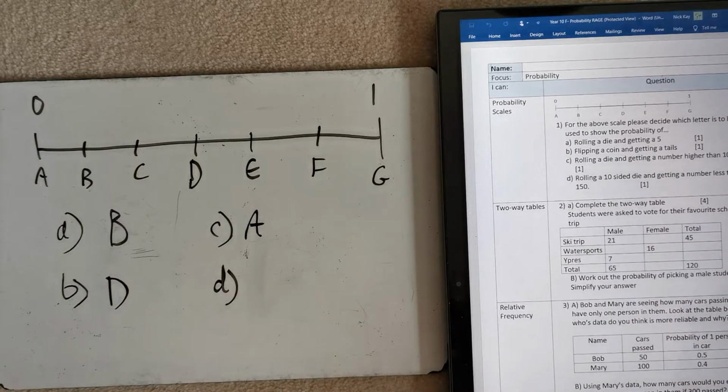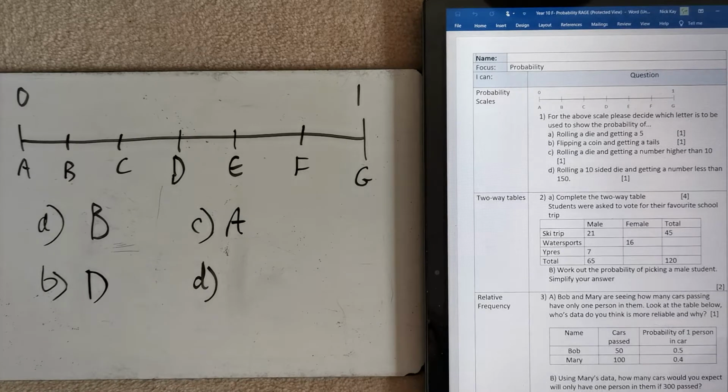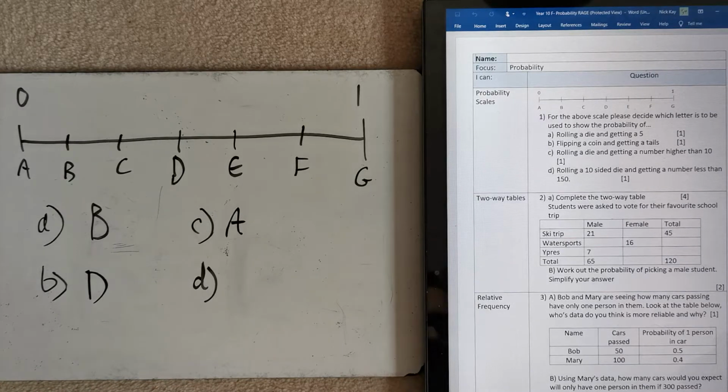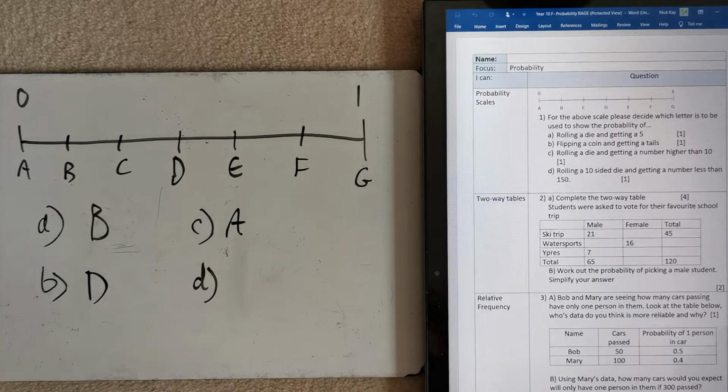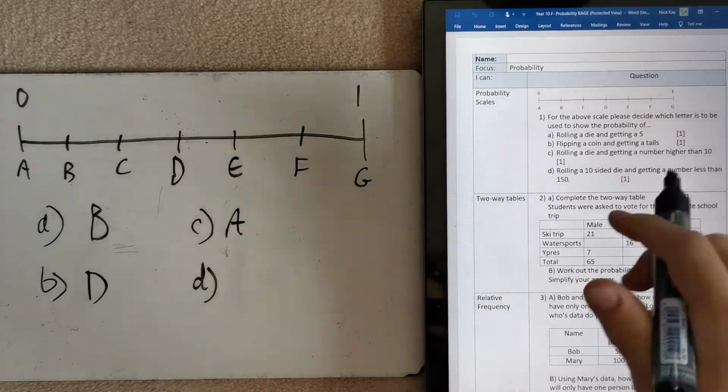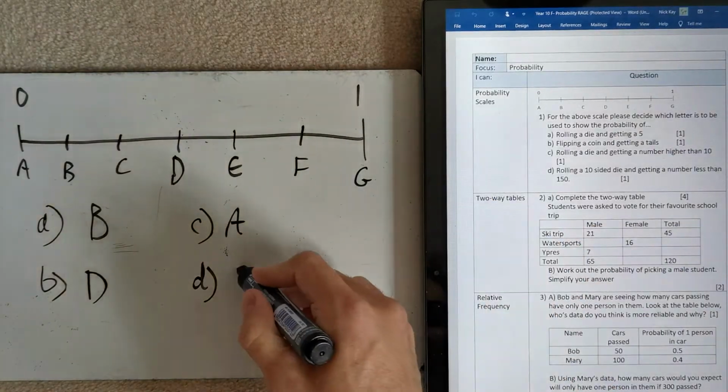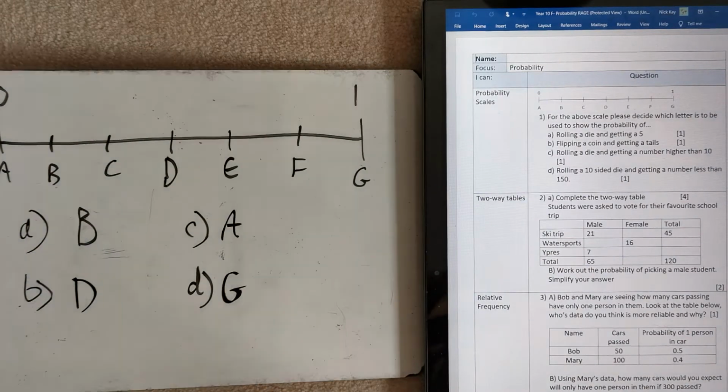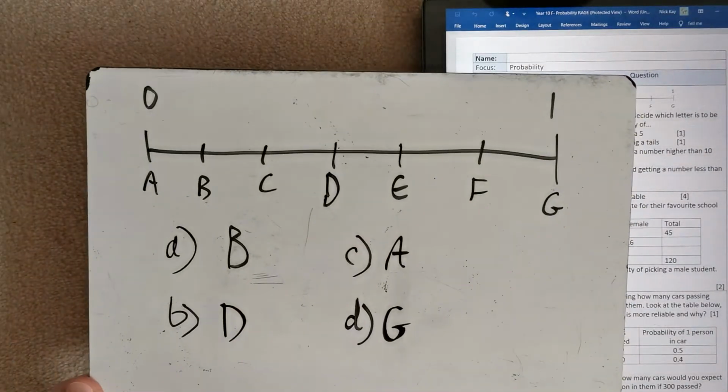And for the last one, rolling a 10-sided die and getting a number less than 150. Well, that does include all the numbers 1 to 10, so that's a certainty. It's definitely going to happen. Definitely going to happen? G. Okay, so that's the first one, that is just using the scales.